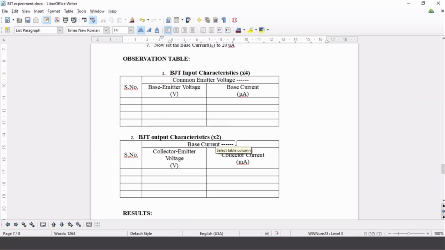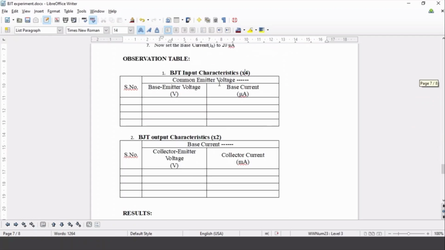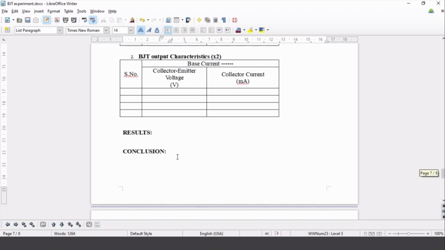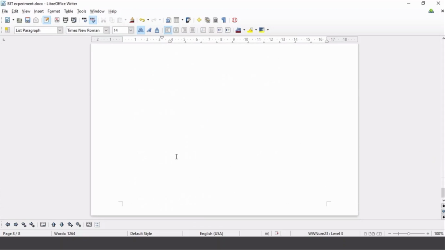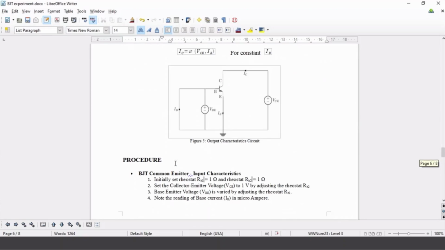One is for base current at 15 microamperes, the other one is for 20 microamperes. Two sets of readings you'll have, and you have to plot them on the same graph for input and another graph for output. Then write down the result, conclusion, and quiz questions. There are only 2 quiz questions here, so you can do that also later. Is it clear to everyone what you have to do in this experiment as part of lab record work?